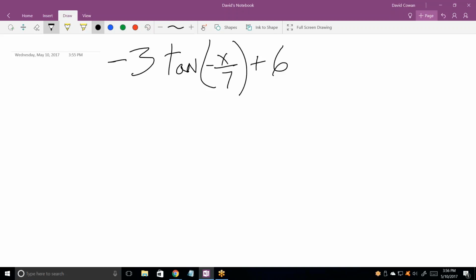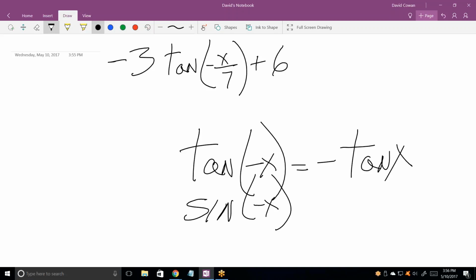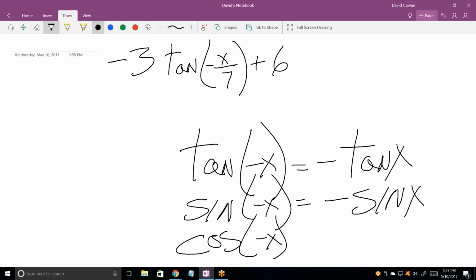Tan is odd. And by that I don't mean it's weird looking. I mean it is odd in that the tan of minus x is minus the tan of positive x. Just like sine. Sine is also odd, meaning the sine of minus x is the same as minus the sine of x. Cosine is even. Cosine of minus x equals cosine x. Completely different. Okay? You with me?